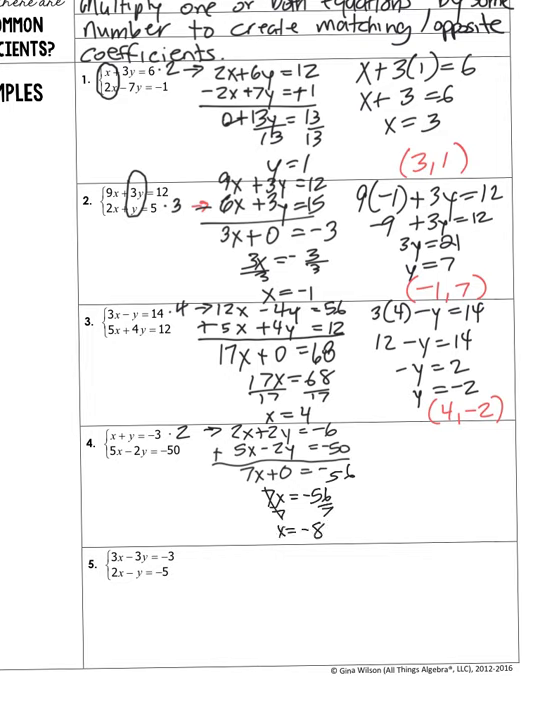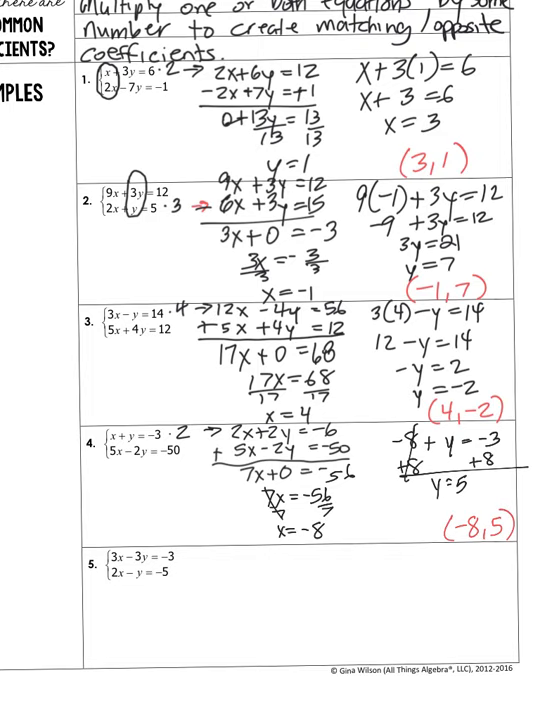If x equals negative 8, then I can plug it into one of my equations and solve for y. I'm going to plug it into the first equation. All I have to do is add 8 to both sides, and y equals 5. So the solution to this system of equations is negative 8, 5.